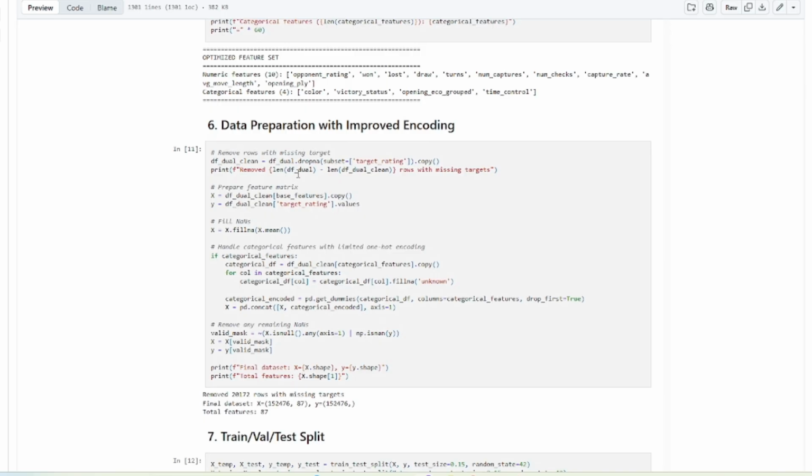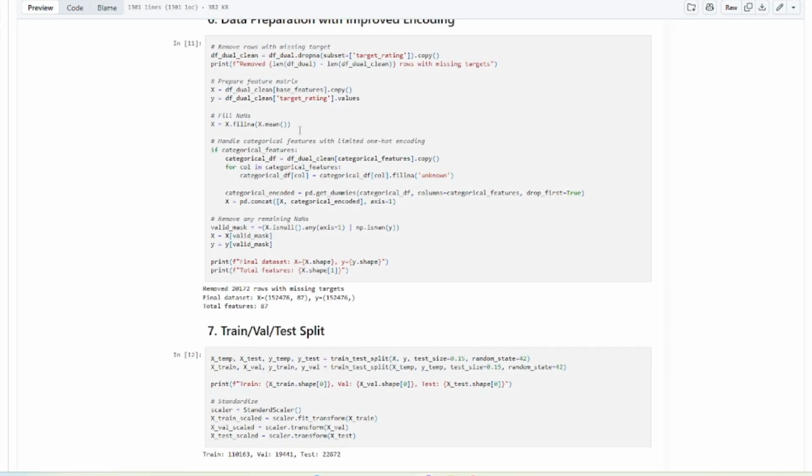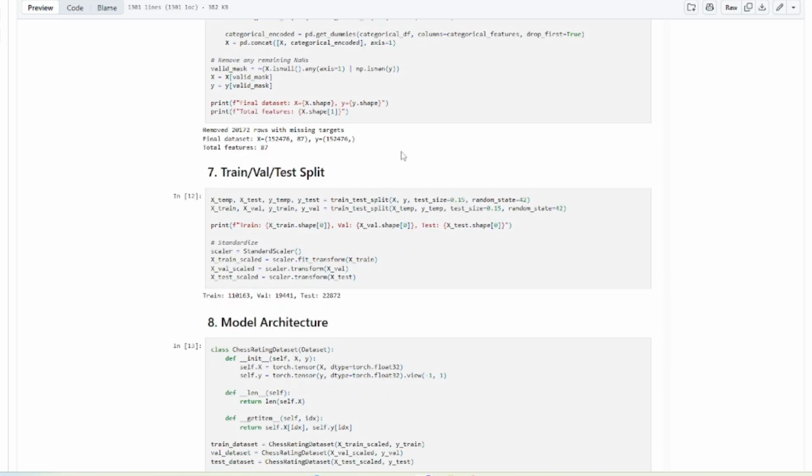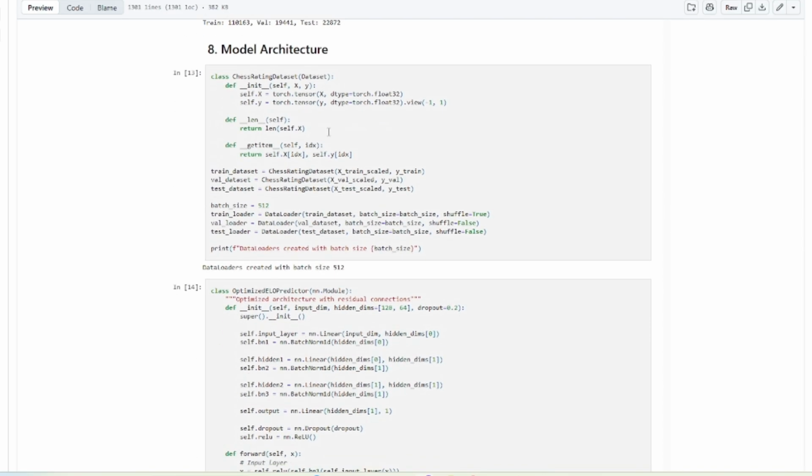So here we're removing the rows with missing targets, preparing a feature matrix, filling in values that need to be filled, and removing any values that don't make sense to be there. Then from there, we're going to be working on training our model.